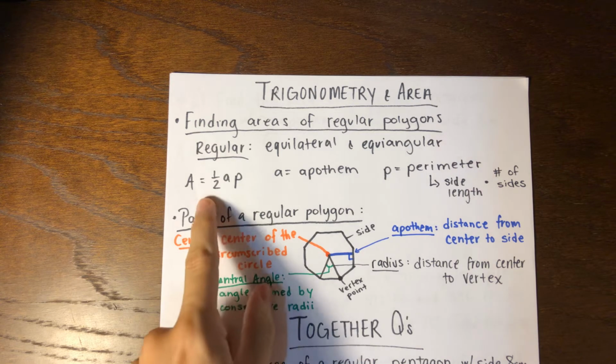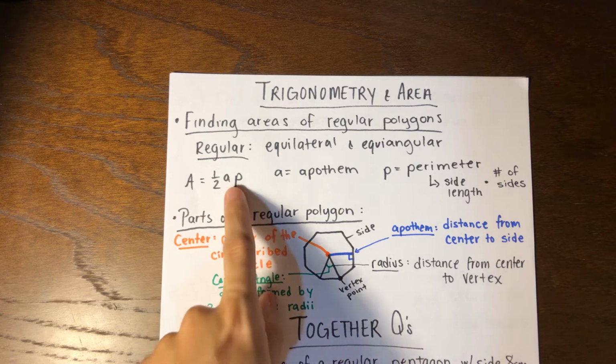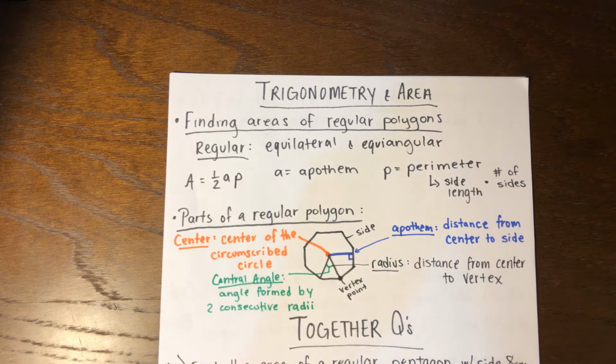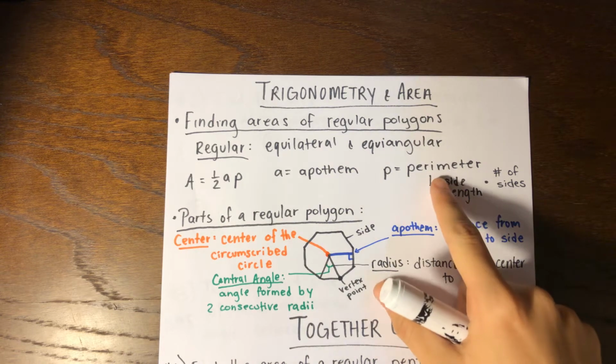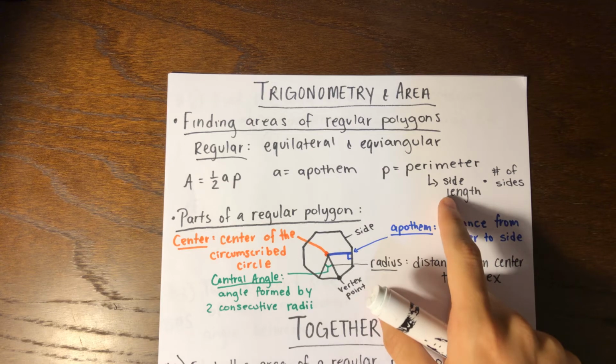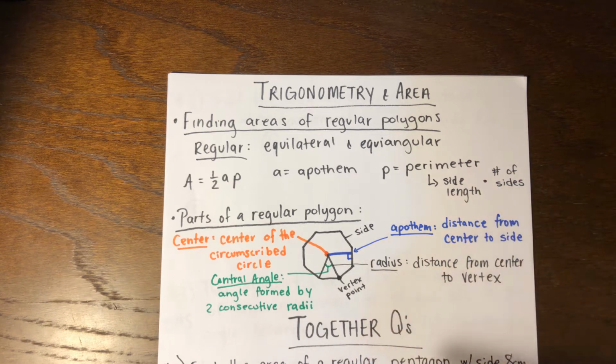Okay, but when it comes to finding the area, the formula is area equals 1/2 times the apothem, which is a, times the perimeter, which is P. Sometimes we have to find the perimeter or find the apothem, but if we have to find the perimeter, we take the side length that we've been given and we multiply it by the number of sides that shape is.